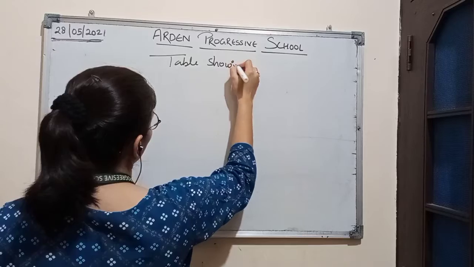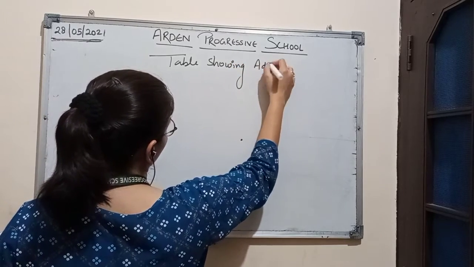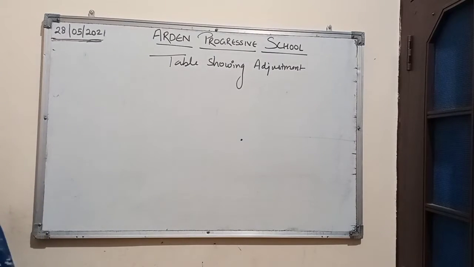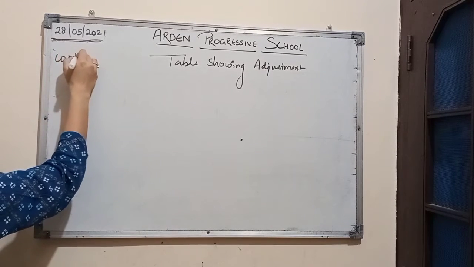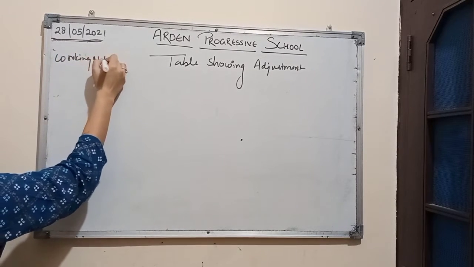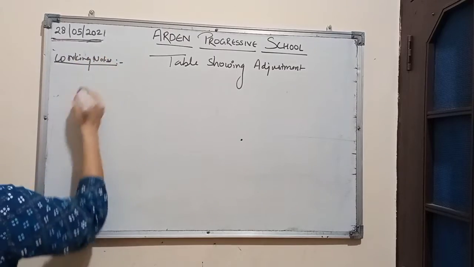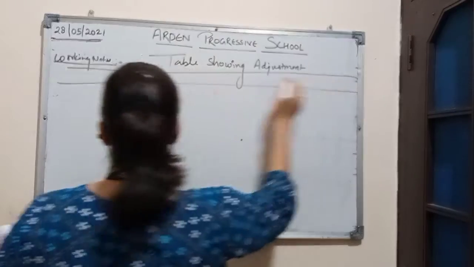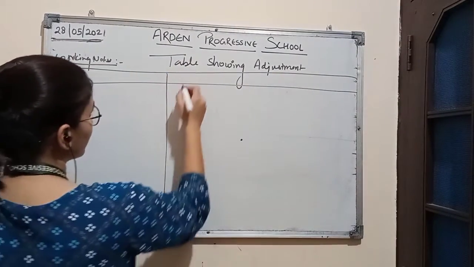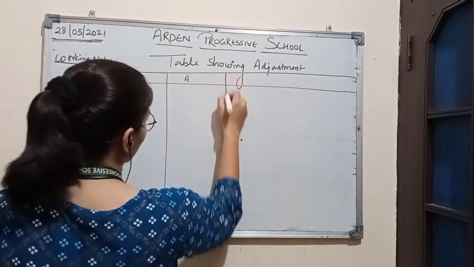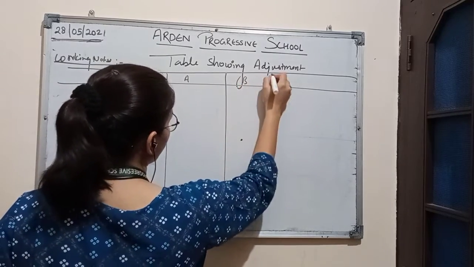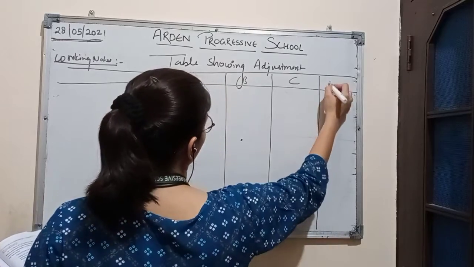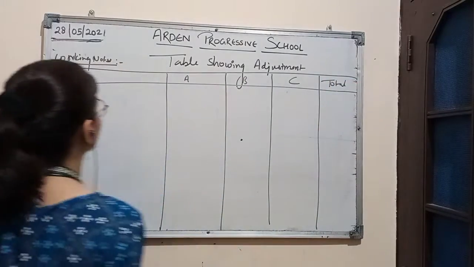showing adjustment, and we know this adjustment is shown as working notes. The format will be particulars, A, B, C and total amount.